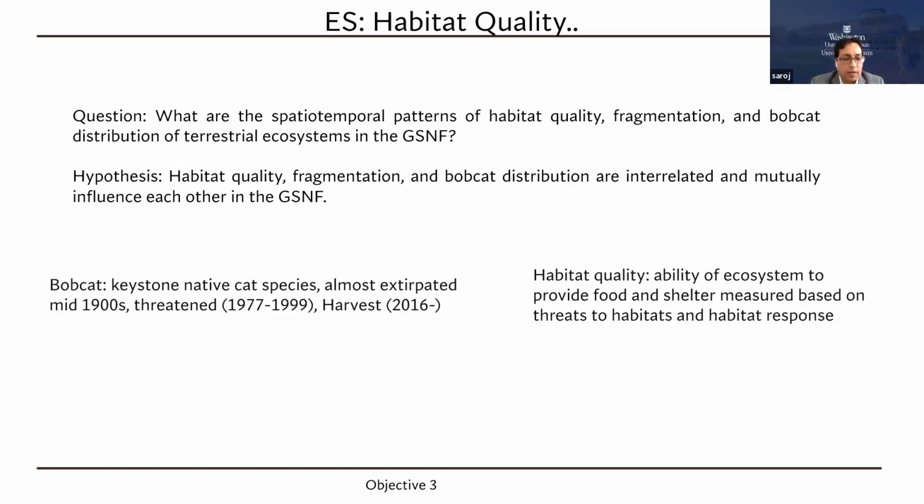The third objective asked the question: what are the spatial and temporal patterns of habitat quality, fragmentation, and bobcat distribution of terrestrial ecosystems in the Greater Shawnee National Forest area? The hypothesis was that habitat quality, fragmentation, and bobcat distribution are interrelated and mutually influence each other in the area.